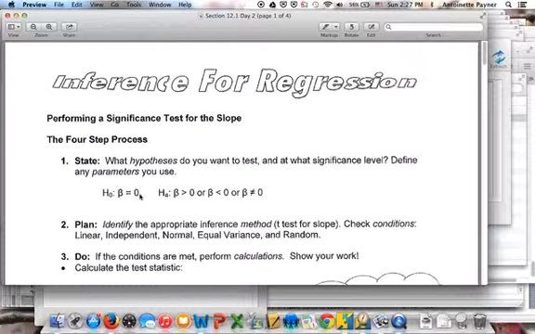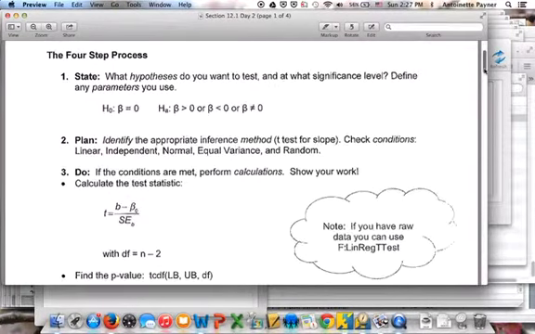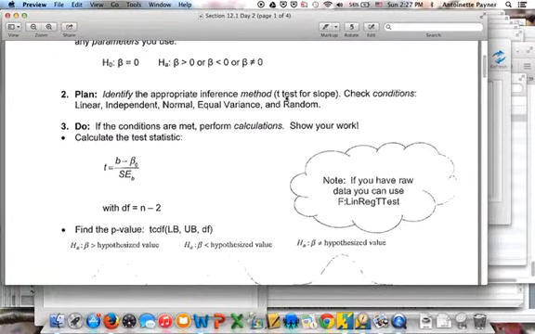There are other times where you might not say that, but for the most part it's going to be equal to 0. You can test that beta, remember beta is the population slope, is greater than 0, or beta is less than 0, or beta is not equal to 0. If beta is greater than 0, that's like testing that there's a positive relationship, the slope is positive. If beta is less than 0, it's testing if there's a negative relationship, the slope is negative. And if beta is not equal to 0, it's like testing that there's a relationship. You're doing a t-test for slope.